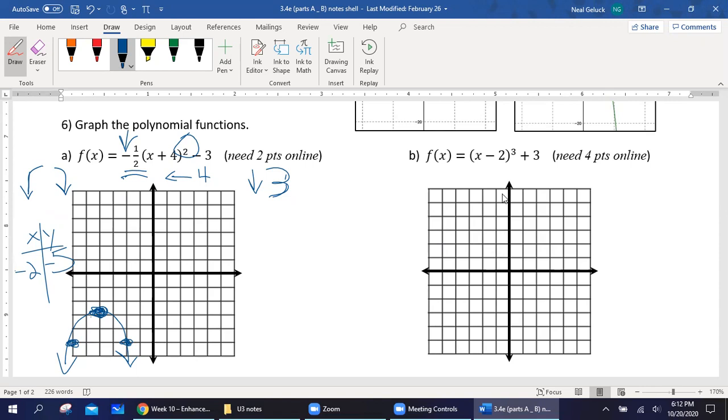For letter B, odd power, to the third, so that means opposite direction, and it's positive out in front. That tells me this thing's going to be going from low to high. It's going to be going uphill in general. And if we think about it, oh yeah, it's a cubic. Cubics look something like that. This would be to the right 2, and this would be up 3. So right 2, up 3.